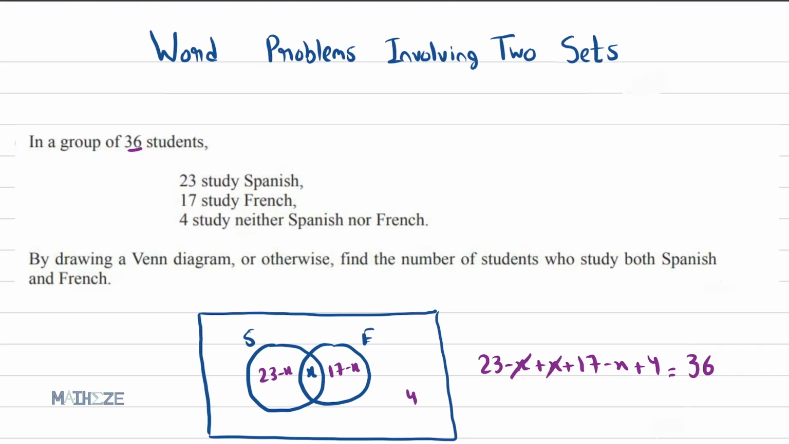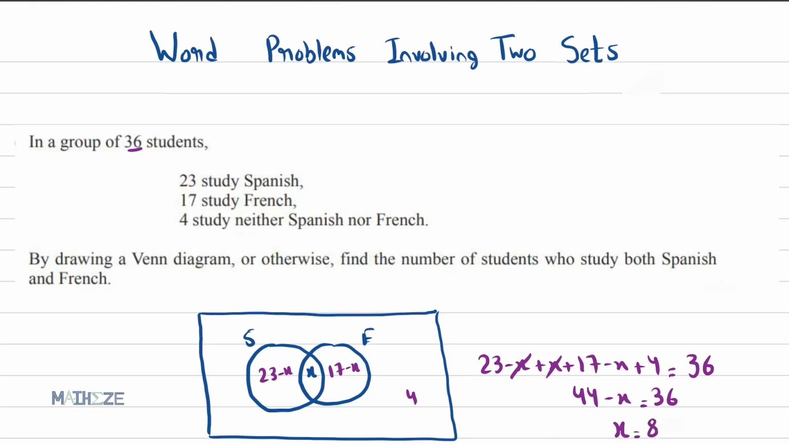Can minus x plus x be cancelled out? Yes, sir. 23 plus 17 is what? 40. 40 plus 4 is what, guys? 44. 44 minus x is equal to 36. 44 minus 36, my value of x is 8.